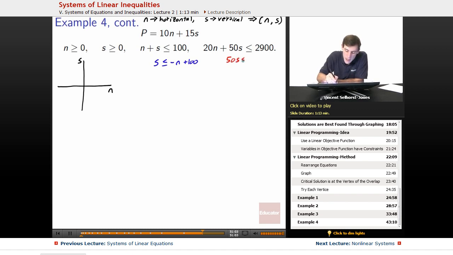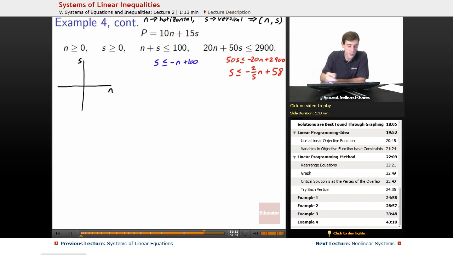50s is less than or equal to negative 20n plus 2,900. We divide both sides by 50. We've got s is less than or equal to negative 2/5 n plus 2,900 divided by 50, which becomes 58. Had to use a calculator for that one. So 2,900 divided by 50 becomes 58. So we've got s is less than or equal to negative 2/5 n plus 58.